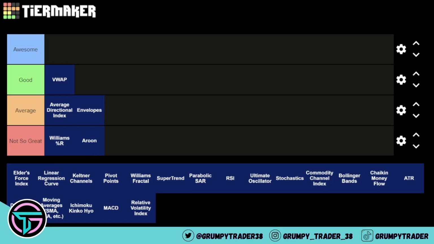Elders Force Index. Similar to Arun, ganun din. I understand what it's for. I get how to use it. But, wala eh. Talagang, wala siyang dating eh. Walang impact. You can use it, yes. Diba? Pwede mo siyang gamitin as a possible extra layer of confluence, pero para sa akin, it just adds confusion and doesn't really add a lot of conviction. So, again, dito siya sa not so great.